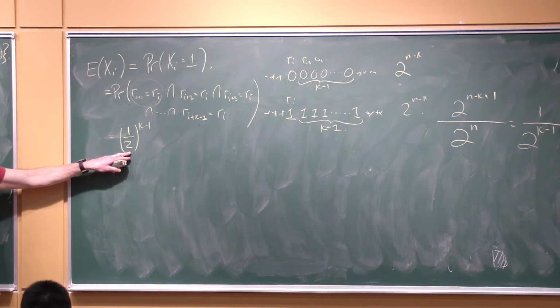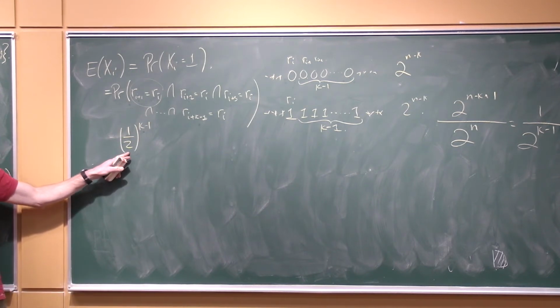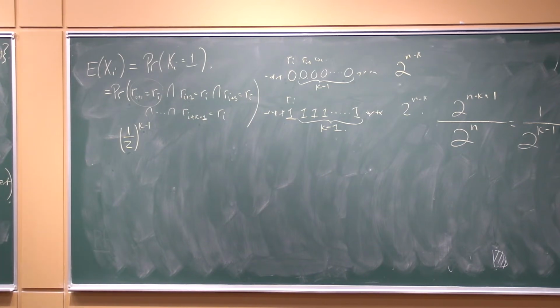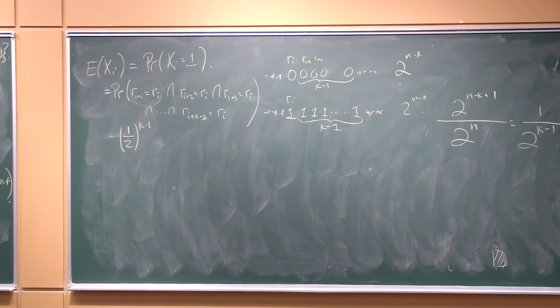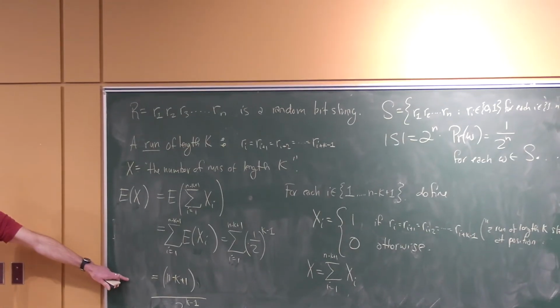So the expected value of xi is 1 over 2 to the k minus 1. That's nice. It doesn't even depend on I. And so now we're done, right? So this thing here is the sum, I equals 1 to n minus k plus 1, of 1/2 to the k minus 1. Well, what's in here doesn't depend on the variable I, so all we have to do is count the number of these things. Here we're counting from 1 up to n minus k plus 1, so this is equal to n minus k plus 1 divided by 2 to the k minus 1. So that's the expected number of runs of length k.